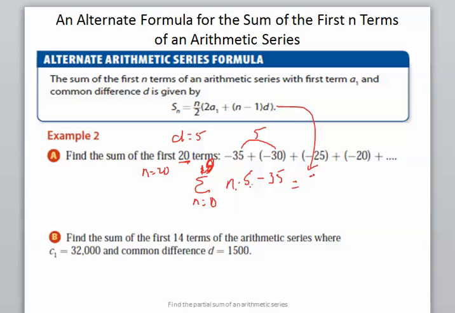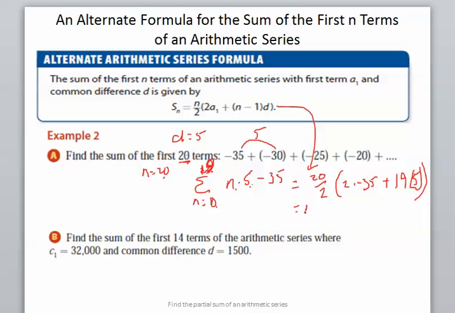So we have 20 divided by 2. Why did I use 20? Because there's 20 terms that we're doing here. Even though I started at 0 and doing 19, that's still 20 terms that I'm counting up there. Okay? So 2 times negative 35 plus n minus 1, that's 19 times 5.